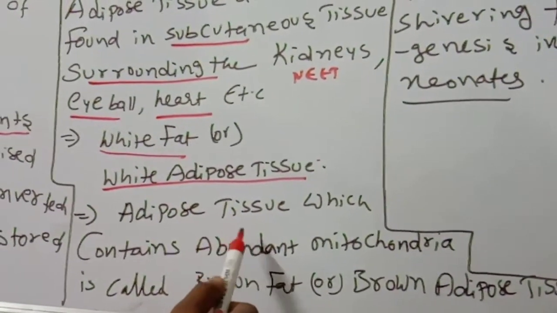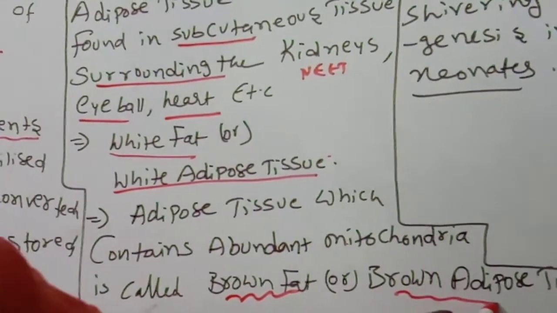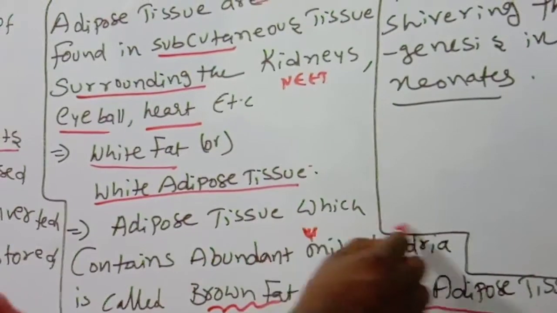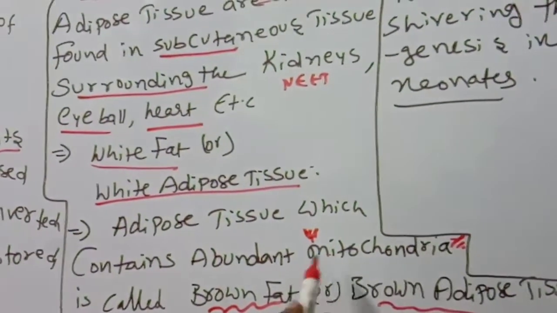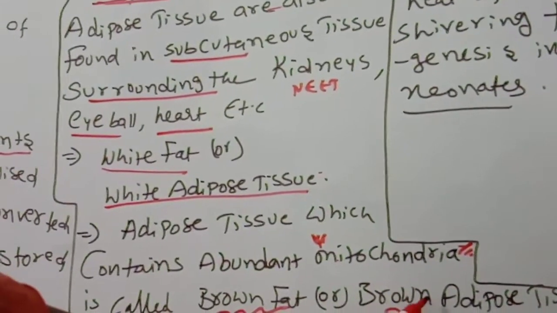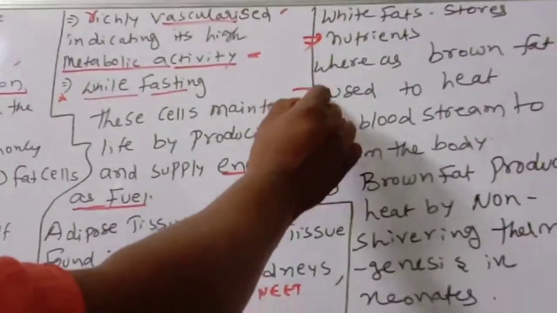Adipose tissue which contains abundant mitochondria is called brown fat or brown adipose tissue. White fat stores nutrients, whereas brown fat uses it to produce heat.